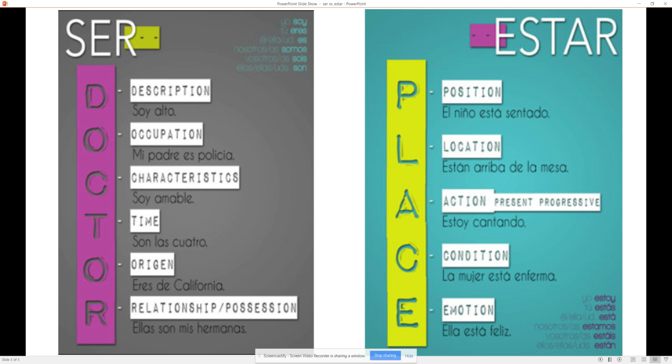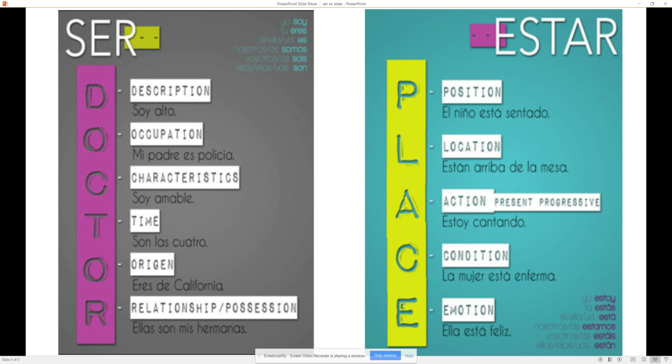Next is occupation. So this is why I think this is great. We can use the word DOCTOR for occupation or job. My dad is a policeman. Mi padre es policía. Or mi madre es una doctora. My mother is a doctor.